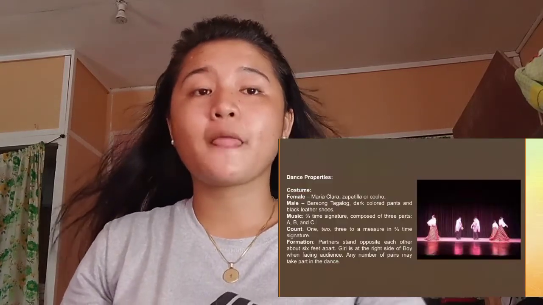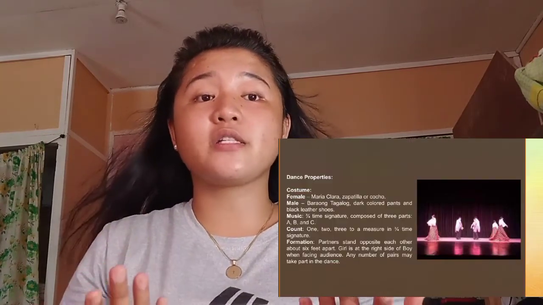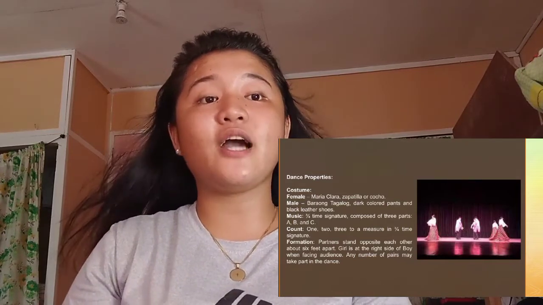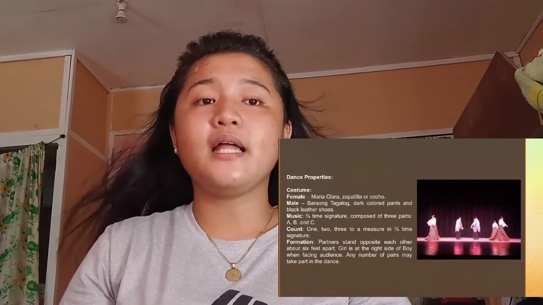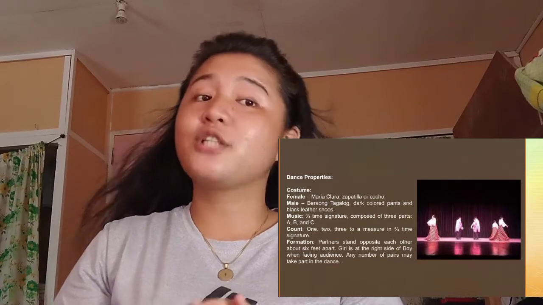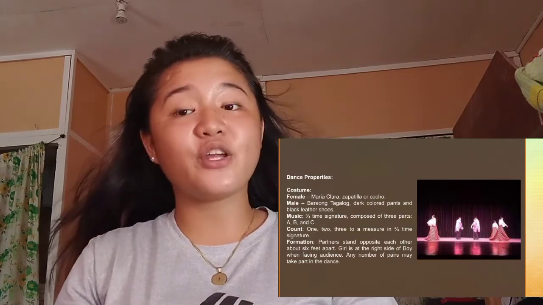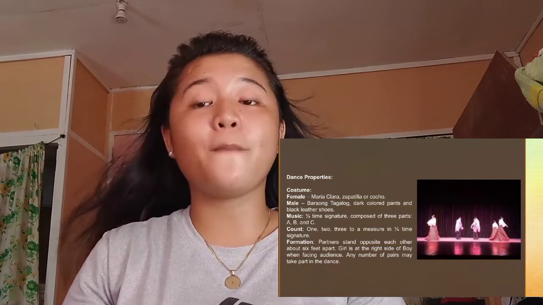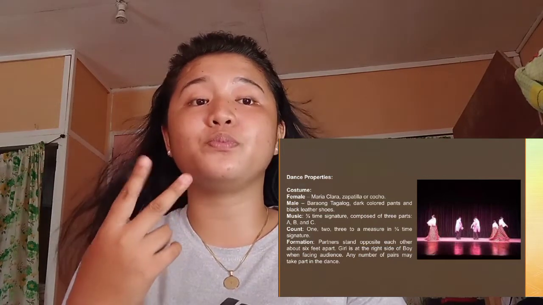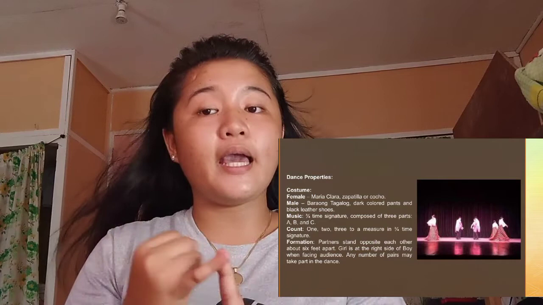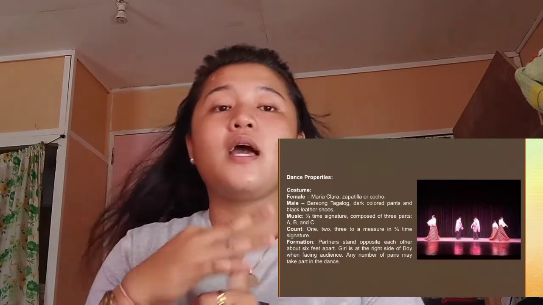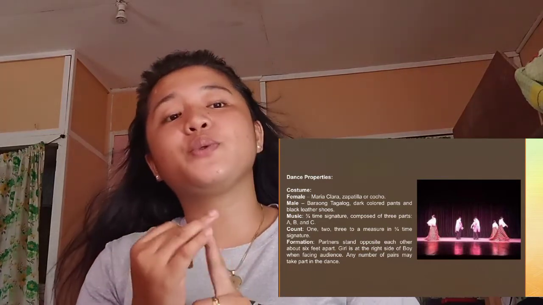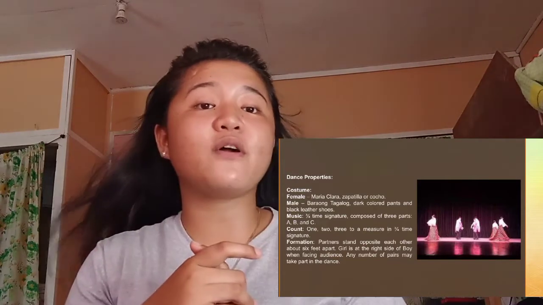Proceeding to its dance properties. Costume. Female wears Maria Clara, zapatilla or kucho. Male wears barong Tagalog, dark-colored pants and black leather shoes. Their music is a 3/4 time signature composed of three parts, A, B, and C. Count is 1, 2, 3 to a measure in 3/4 signature.